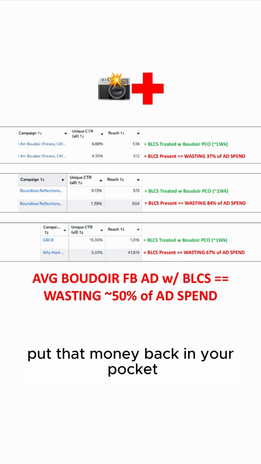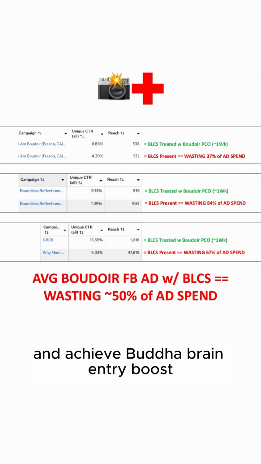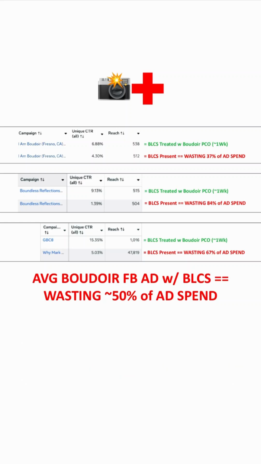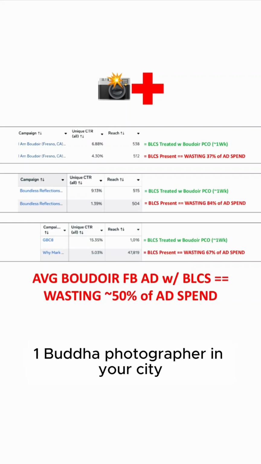Put that money back in your pocket so you can achieve pre-click alignment, become a dominant Boudoir advertiser, and achieve Boudoir brain entry boost with your Boudoir Facebook ads. So you can be on your way to becoming the number one Boudoir photographer in your city.